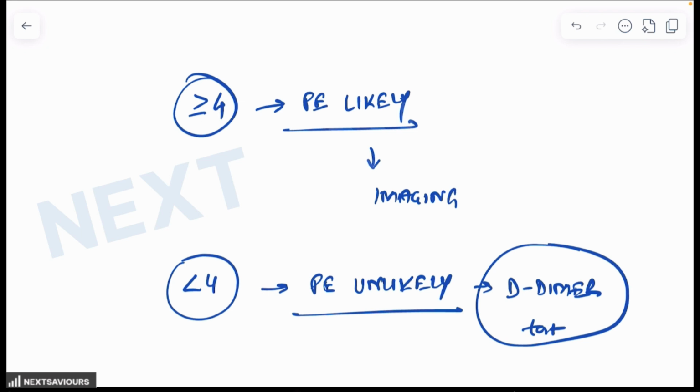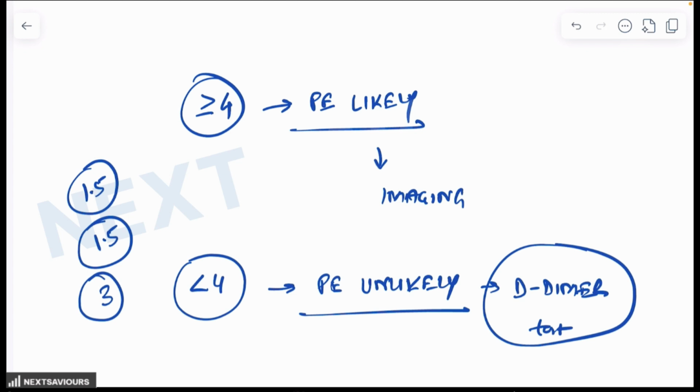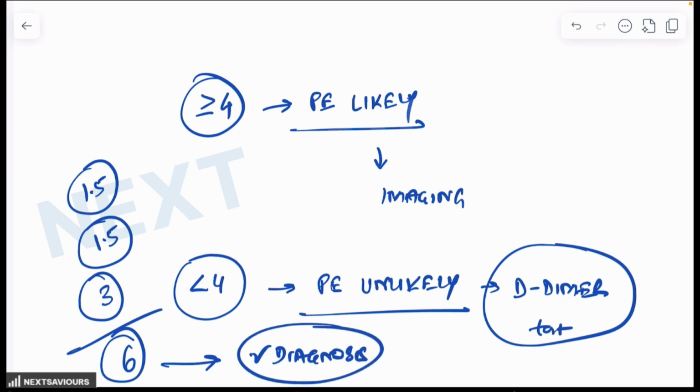And here in our patient, because she underwent recent surgery and immobilization, 1.5 points are given. She is presenting with tachycardia, so 1.5 points are given. Pulmonary embolism is the most likely diagnosis based on Virchow's triad, so 3 points are given. So in total, the score is 6. So here, pulmonary embolism is most likely. This is the likely diagnosis on the basis of which we have to further continue with the investigations.